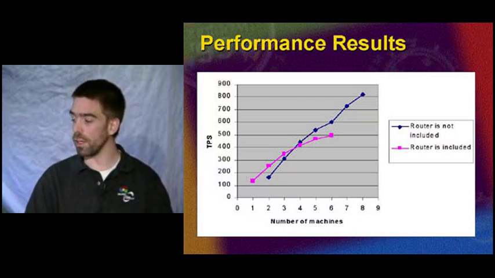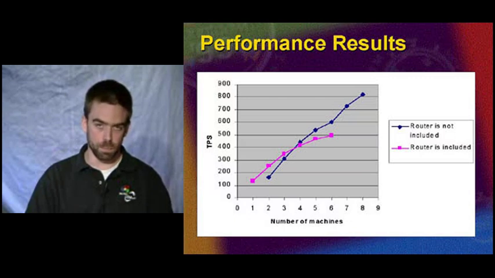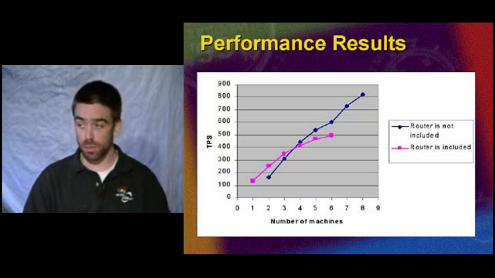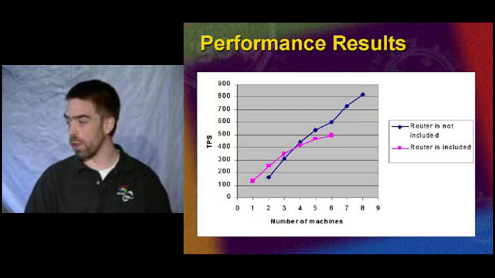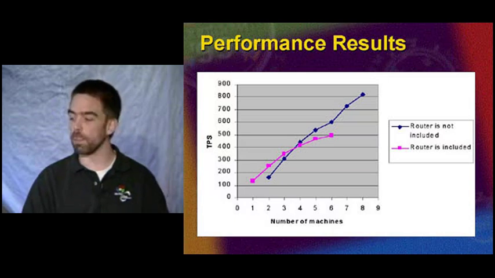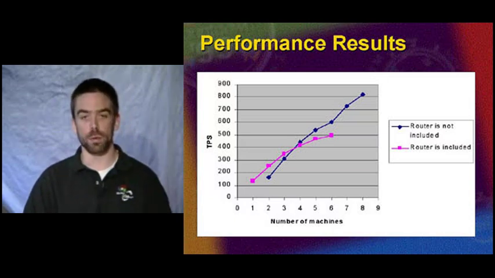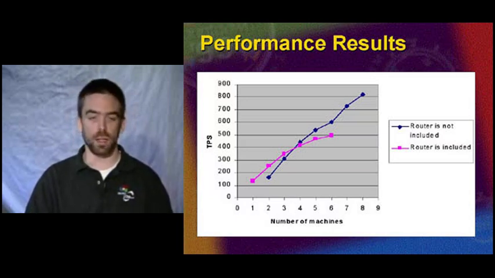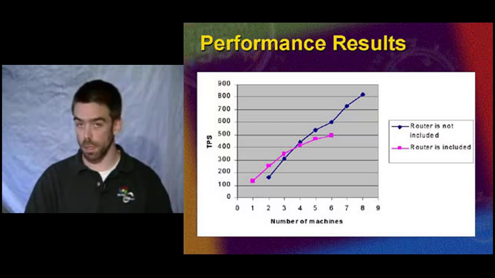And as you can see, where the router is not included, the performance scales quite linearly as you add machines. And it also scales well where the router is included. However, at some point, the activation and the servicing of requests begins to interfere with the routing and the delegation of requests, and the performance begins to taper off, and the router itself becomes a bottleneck.